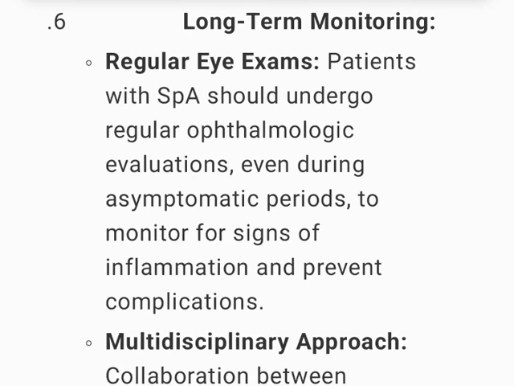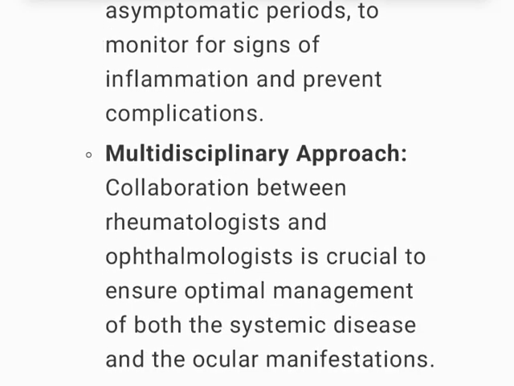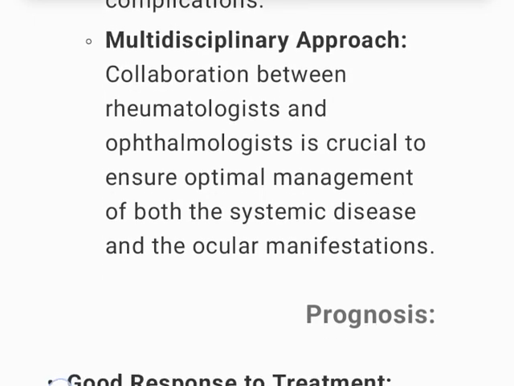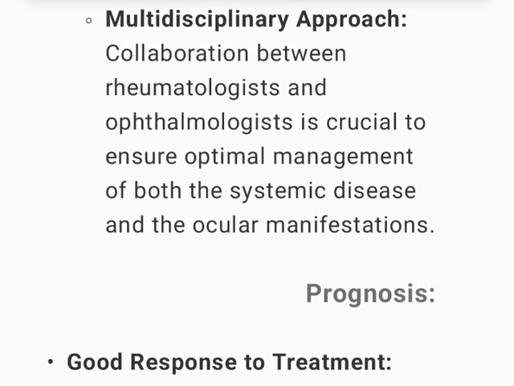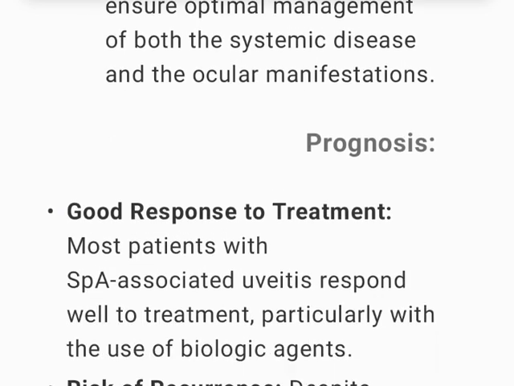6. Long-term monitoring. Regular eye exams. Patients with SpA should undergo regular ophthalmologic evaluations, even during asymptomatic periods, to monitor for signs of inflammation and prevent complications. Multidisciplinary approach. Collaboration between rheumatologists and ophthalmologists is crucial to ensure optimal management of both the systemic disease and the ocular manifestations.